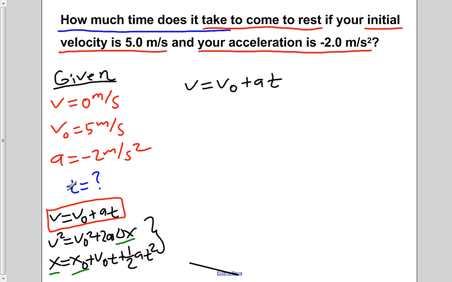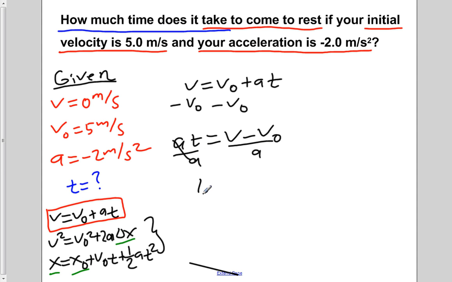Now, we're trying to solve for t. So instead of plugging in all the givens right now, we're going to use some algebra to switch this around to solve it in terms of t. So we're going to subtract v0 from both sides. So we get at is equal to v minus v0. And then we're going to divide both sides by a. So t is equal to v minus v0 over a.